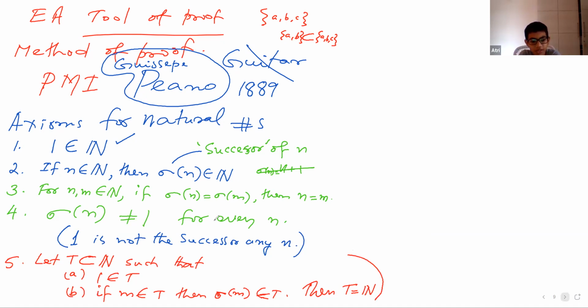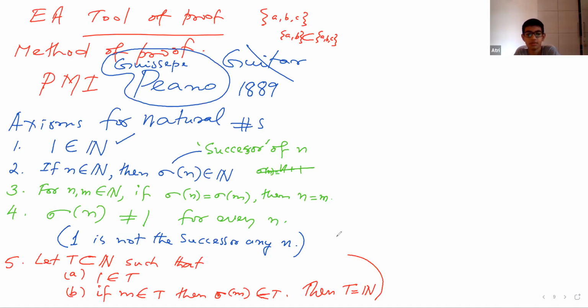Sir, I don't get the fifth statement. I don't get the fifth statement. You don't get which one? The fifth axiom. Okay, the fifth axiom, you see, I wrote 5 here. I was going to explain it. I have some explaining to do.